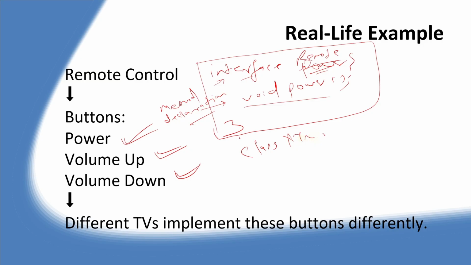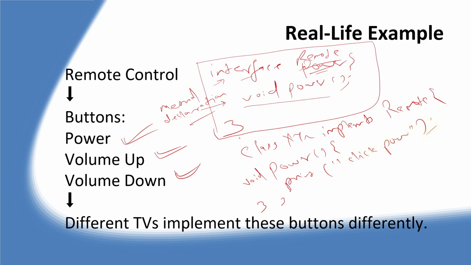Any class which is implementing the interface uses the keyword implements, followed by the interface name, Remote. So the class implementing the interface will provide the definition of the method which is present inside the interface. So in this power method, this class will provide the method definition. Let's say it is printing click power button, anything. The implementation is provided by the implementing class, meaning the class which is implementing that interface.